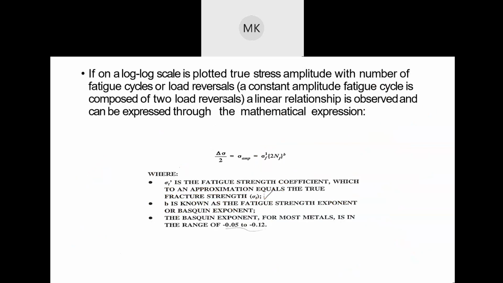If you plot a true stress amplitude with the number of cycles to failure, this is generally for strain control testing or anything like that. You draw that and you create a curve. Stress amplitude versus number of reversals, so it's 2 times Nf. Because every cycle you're going to reverse the direction of loading twice.